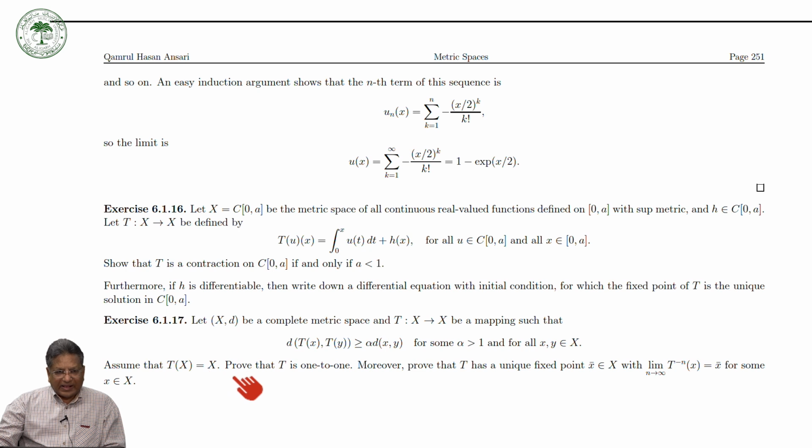Then prove that if this condition holds good and T is onto, first you prove that T is a one-to-one mapping, and not only this, prove that T has a unique fixed point x bar, which is equal to T raised to the power minus n of x, converging to x bar for some x in X. So this is very interesting, and you can try it yourself.